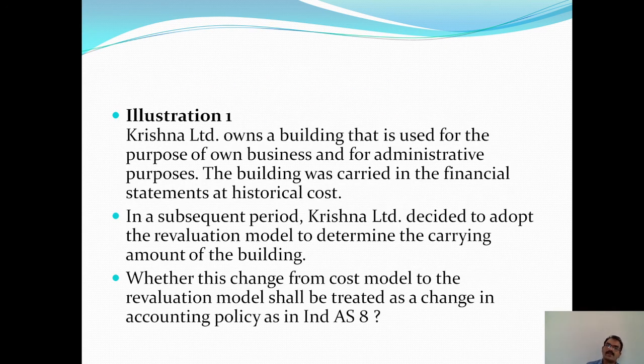For example, Krishna Limited owns a building that is used for the purpose of own business and for administrative purposes. The building was carried in the financial statements at historical cost. In a subsequent period, Krishna Limited decided to adopt the revaluation model to determine the carrying amount of the building. So, earlier, Krishna Limited used the historical cost method for showing a building, and in the subsequent period decided to adopt a new method, the revaluation method, to determine the carrying amount of the building.